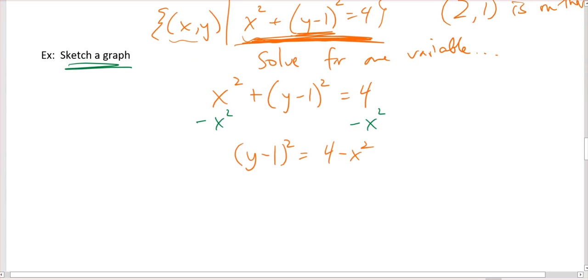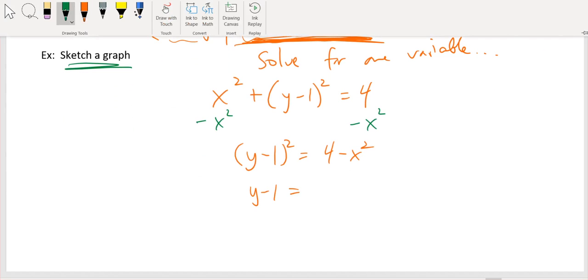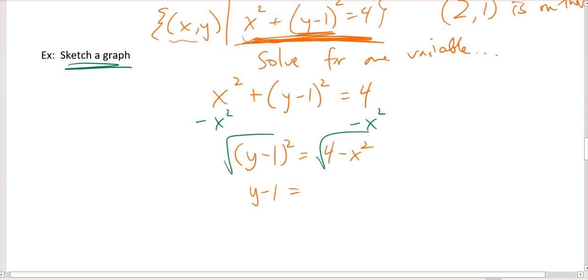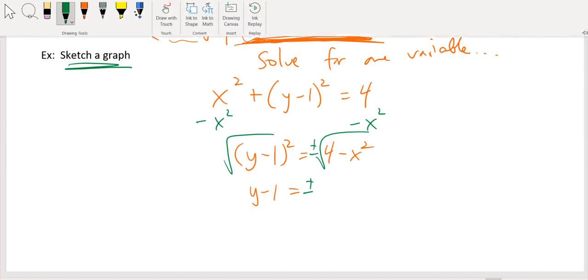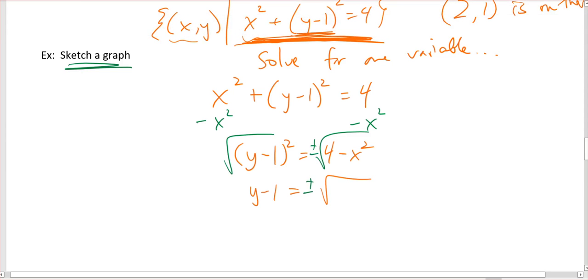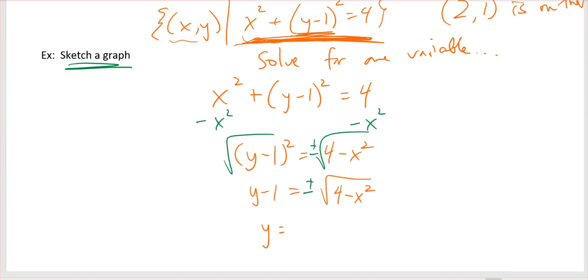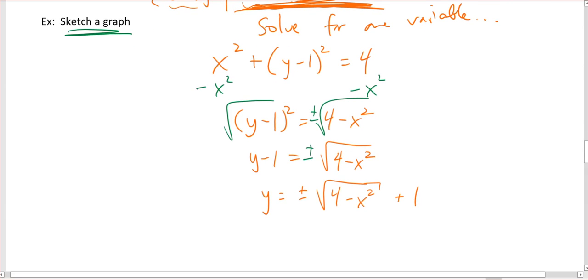Okay. And now we can do that square root property, right, where we take a square root of both sides. And we've got to not forget about that plus and minus. So we got plus or minus square root of 4 minus x squared. All right, and now what? We just add the 1. So we got y equals plus or minus square root of 4 minus x squared, plus 1. Okay, there we go. So now we can make our nice little chart.